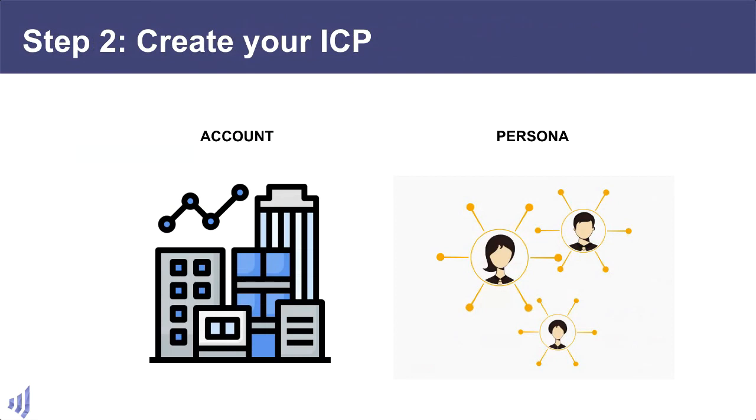But list them out and then start creating the attributes like I mentioned before, and that's how you're going to have your ICP. And then look for more companies exactly like that. If you have 5 companies like that, you can get 50, you can get 100.